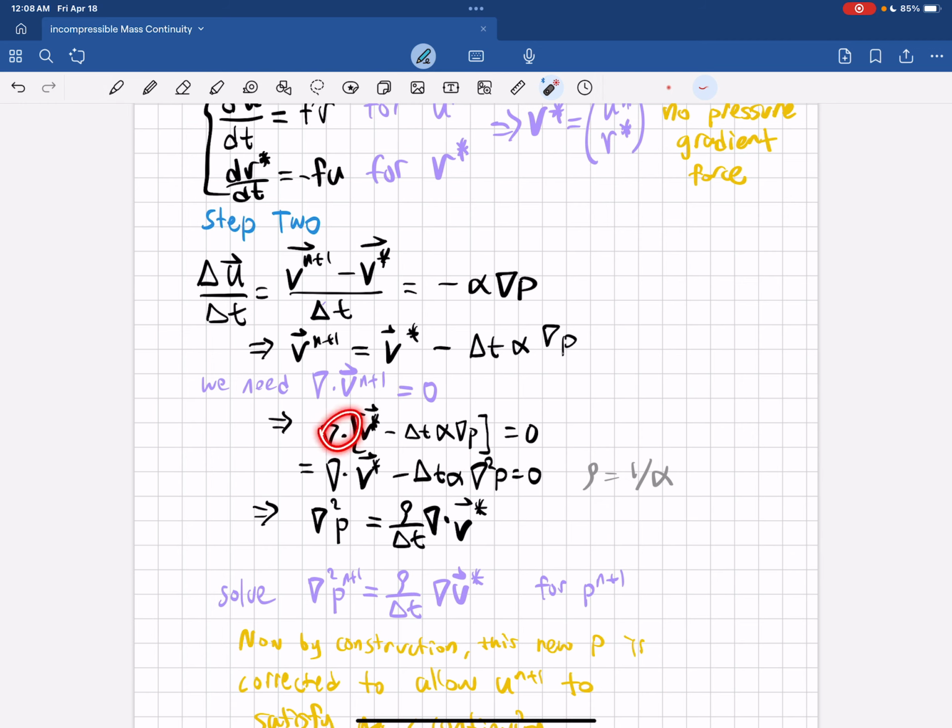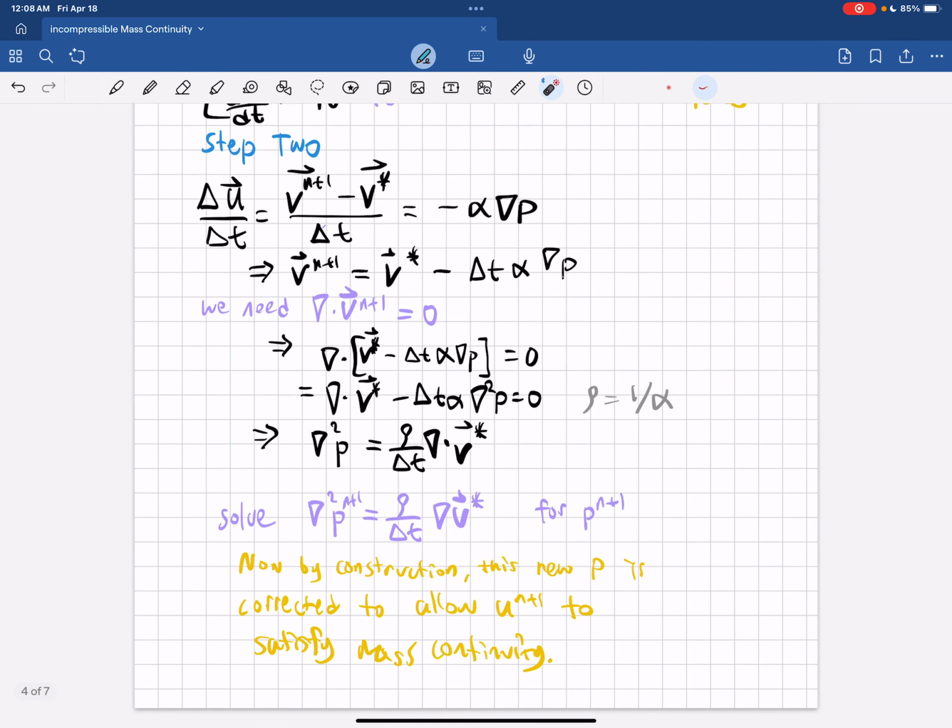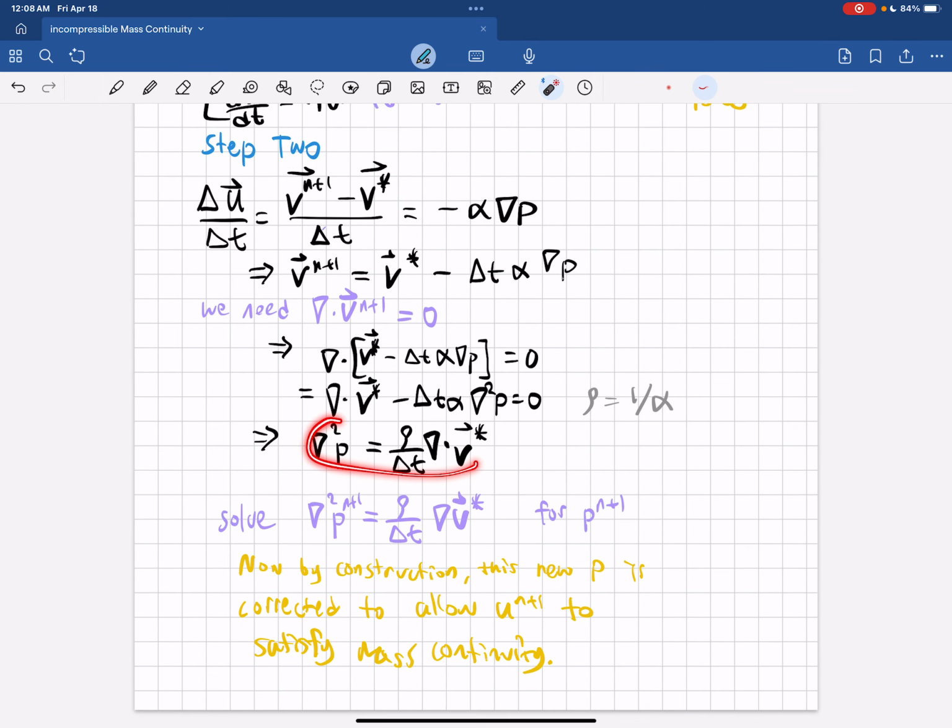We apply the divergence through, and the divergence of a gradient is a Laplacian. So this is what we have, and we can solve for the Laplacian part. So the Laplacian of p is equal to rho over dt times the divergence of our intermediate value. What we need to do now is solve this equation. We need to basically move this Laplacian to the other side and solve for the updated time step pressure.